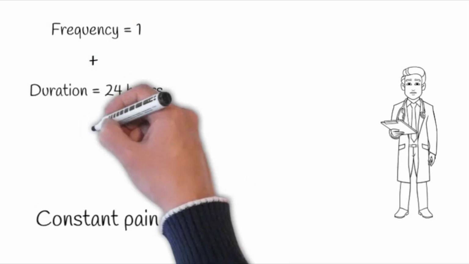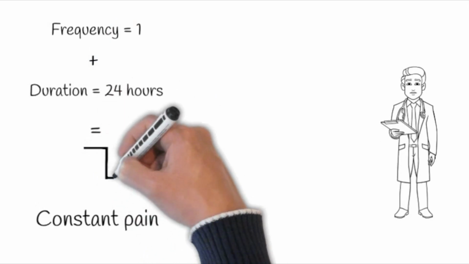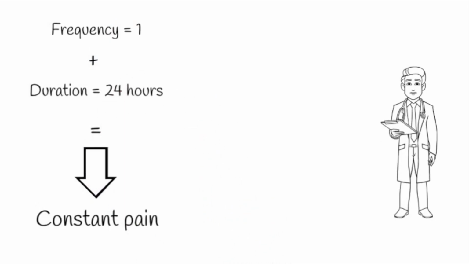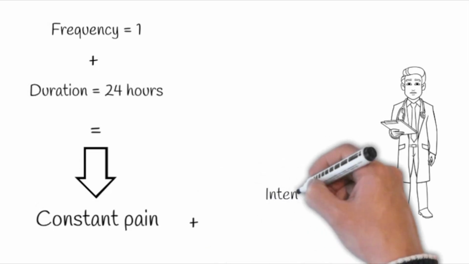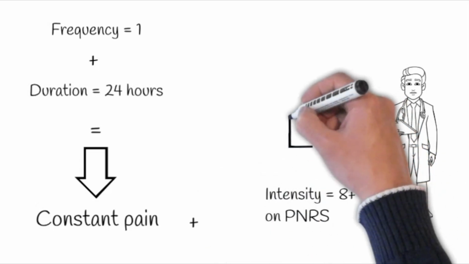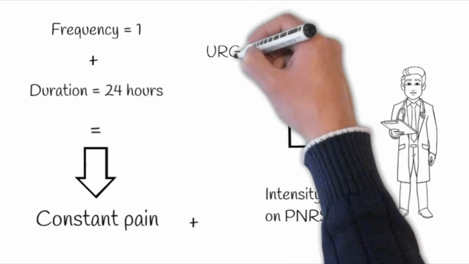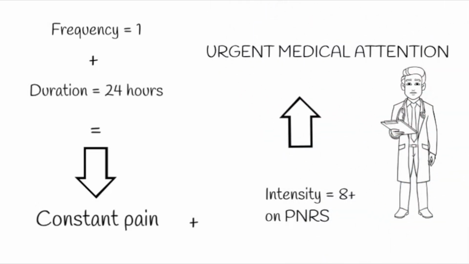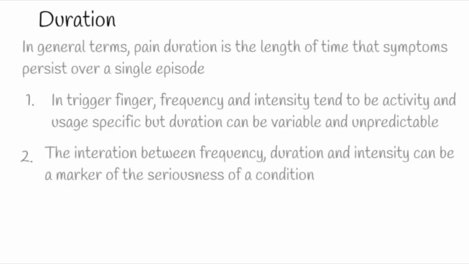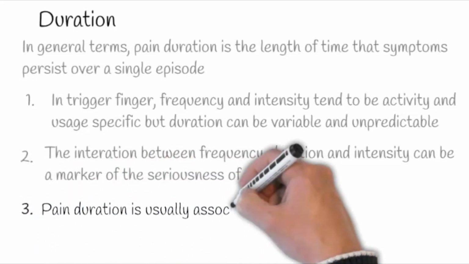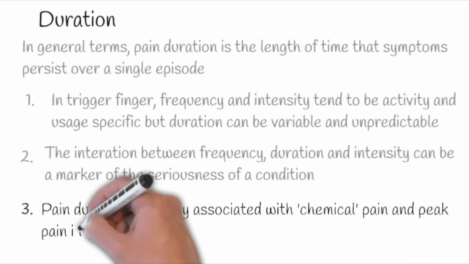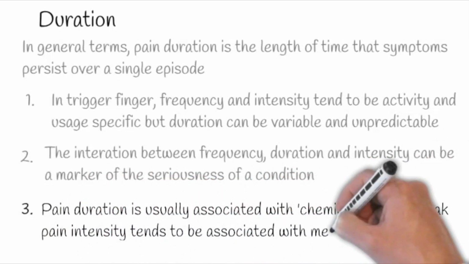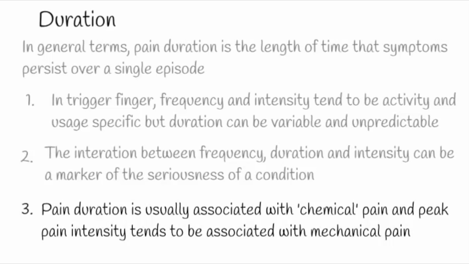If we were to add to that an unchanging intensity of 8 or more on the PNRS, this would be something that required immediate medical attention, as this sort of pattern of pain can be indicative of a serious underlying cause. However, pain can be constant with variable intensity. This would be less concerning, but nonetheless should be investigated by a suitably qualified medical professional. Duration of pain is usually associated with chemical pain, which can be variable, slowly diminishing, and in the background, whereas peak pain intensity is usually associated with mechanical pain.